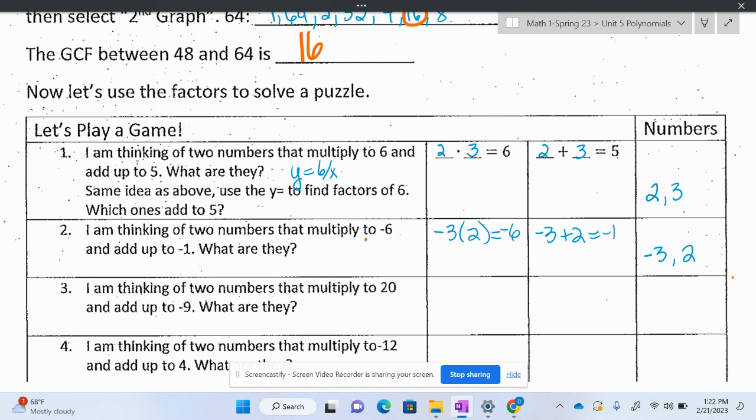Go ahead. Yeah, -4, -5. Trevor, you can have the next one. I apologize. -4 and -5 equal +20. -4 plus -5 equal -9.